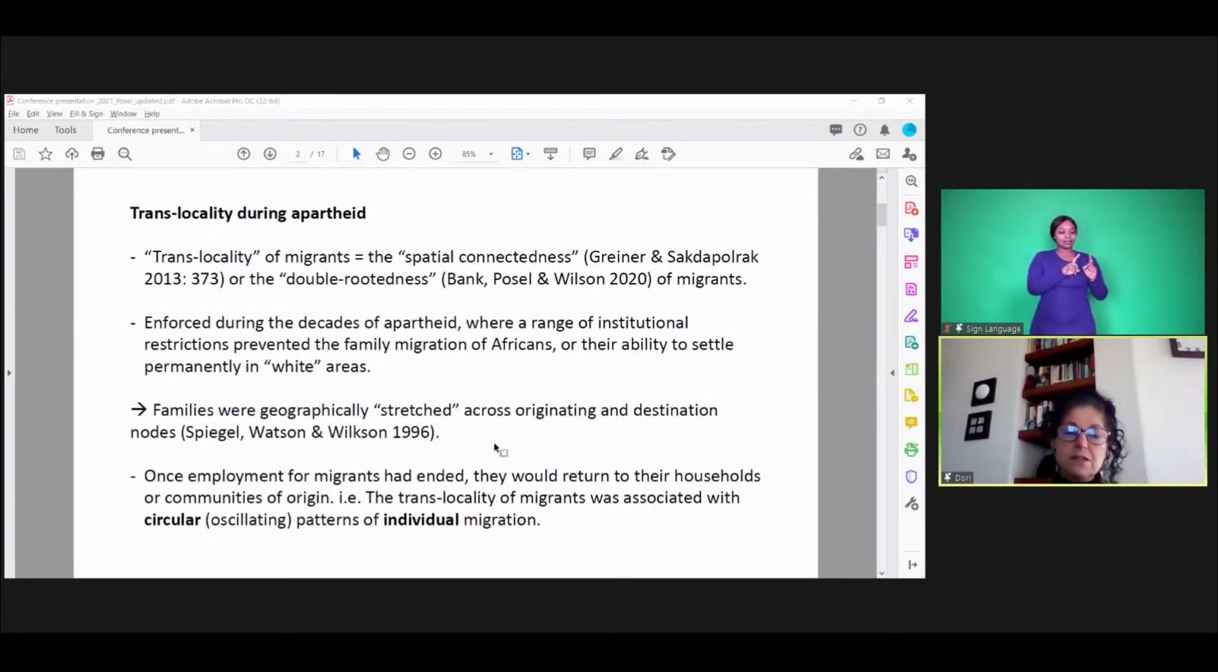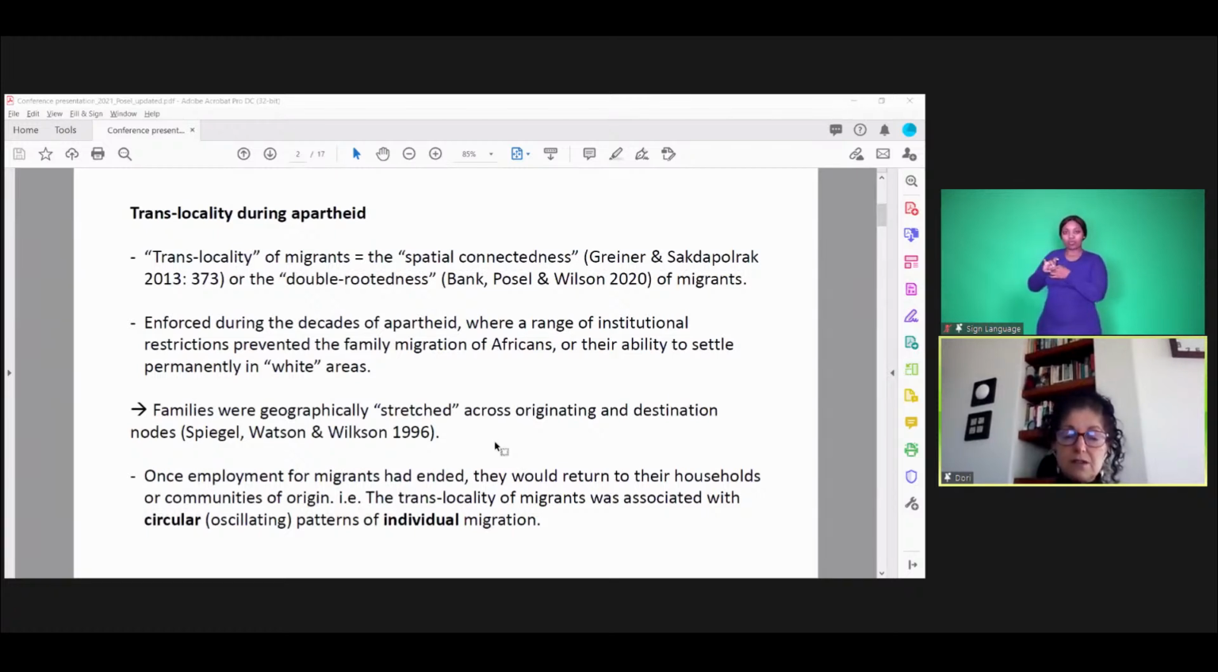migrants. And this translocality was enforced during the decades of apartheid, where a range of institutional restrictions prevented the family migrations of Africans or their ability to settle permanently in the so-called white areas of the country. And as a result of these restrictions, families were geographically stretched across originating and destination nodes. Once employment for migrants had ended, for example, because their contract wasn't reattested or because of ill health or retirement, they would return to their households or their communities of origin.